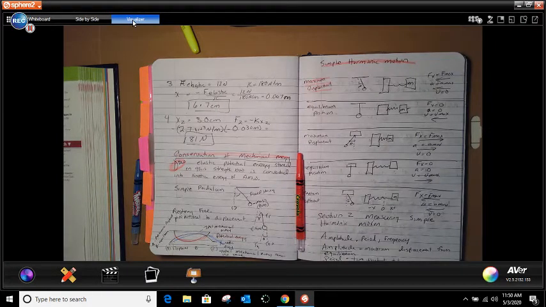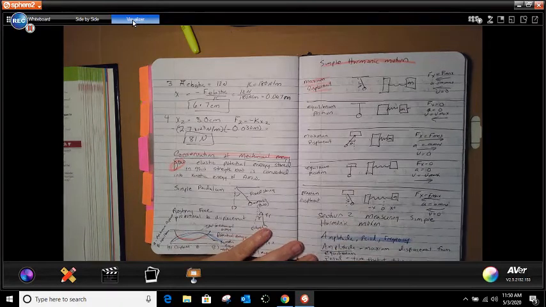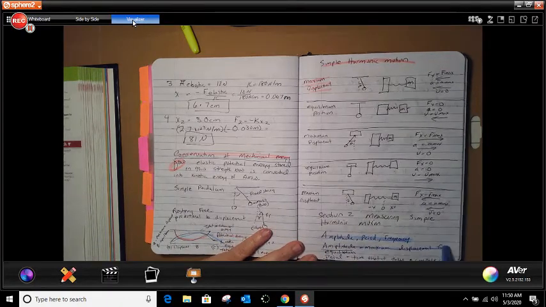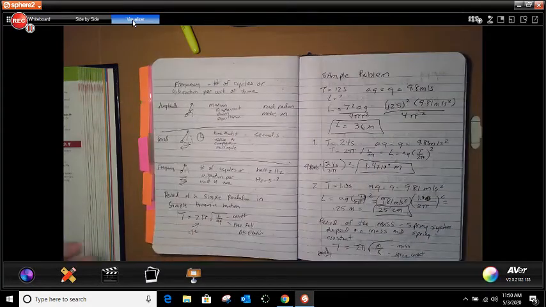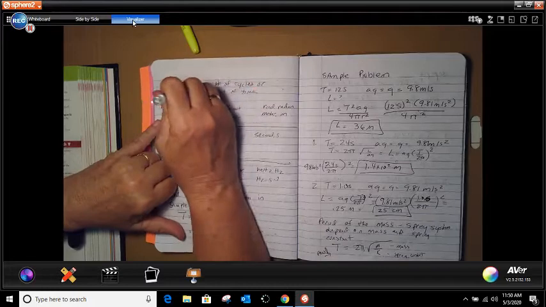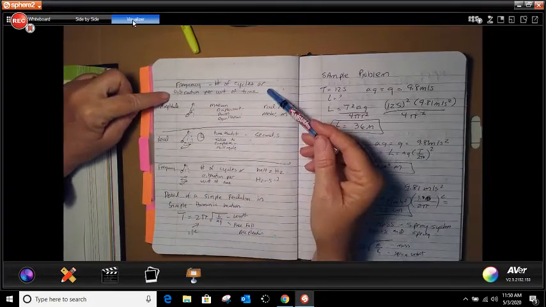So when we're measuring simple harmonic motions, we're looking for three things: amplitude, period, and frequency. Amplitude is the maximum displacement from the equilibrium. Period is the time that it takes to complete one cycle. And then frequency is the number of cycles vibrated per unit time.